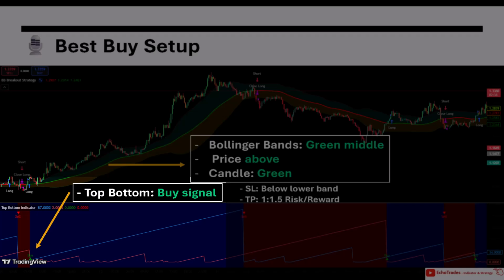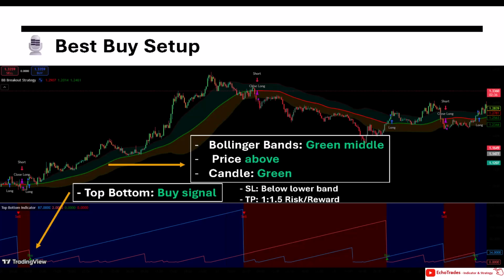Okay, BB buy signal plus TB bottom label. Exactly. And then the final piece, right as you're thinking of entering, you want to see a confirming green candle actually form, a solid green candle closing. This just ensures that immediate momentum is actually moving in your favor. Green candle confirmation. Got it. So Bollinger Bands, green and price above, top-bottom shows bottom, and a green candle forms. That's the trigger. That's the trigger for a high probability buy setup.